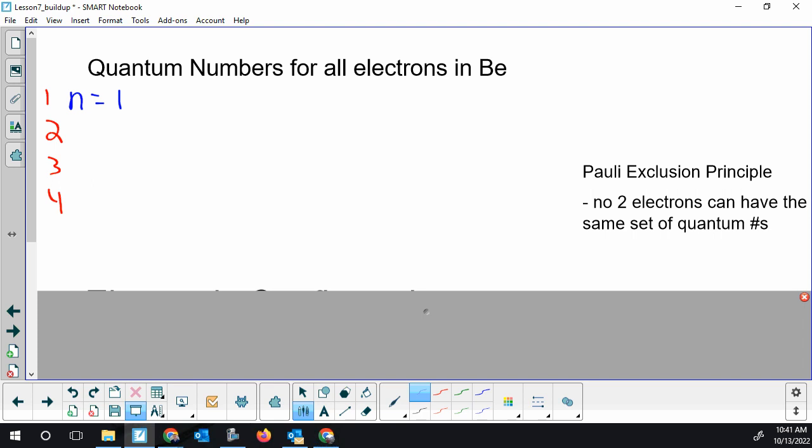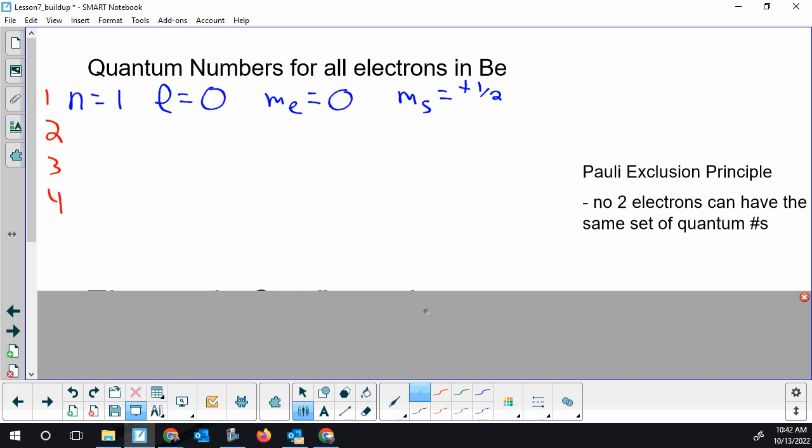So our first electron, n equals 1. l is going to have to be 0. That's an s orbital. There's no other l allowed. ml, I have no choice. Plus or minus 0, there's only one option. We get to ms, and now there's two options. I have to pick one. I'll do the plus a half for my first electron.